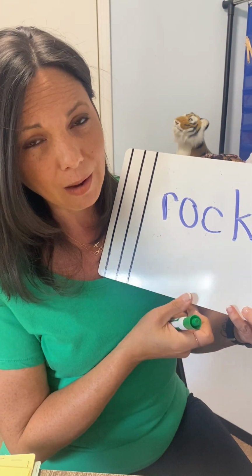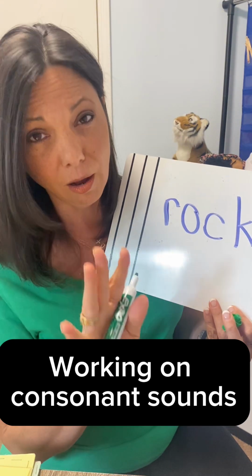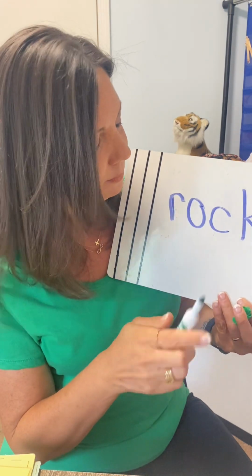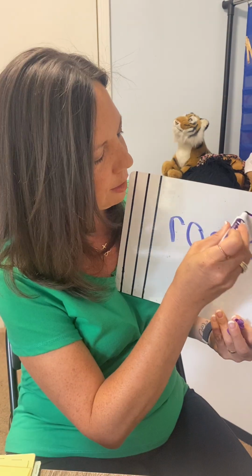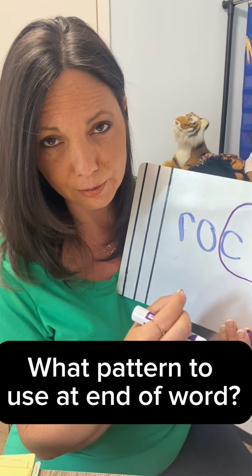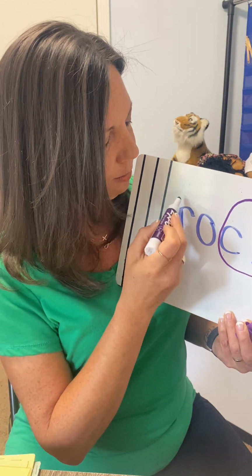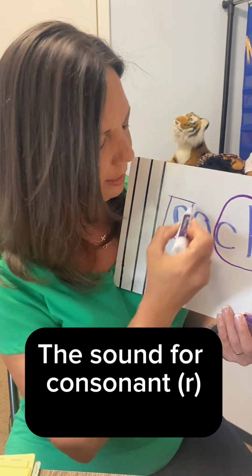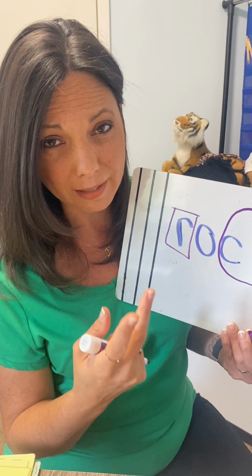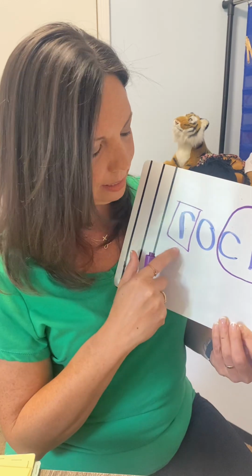And in this word, I want us to pay attention to two different things in the consonant sounds. I'm not talking about the syllable type or the vowel pattern right now, but in the consonant sounds. So of course, we're going to talk about this CK right here, and when to know what pattern to use when we're making that k sound at the end of a word. And also we're going to talk about this R sound. Okay, there's a digraph that could also make the sound R. Let's go ahead and knock this sound out of the way.